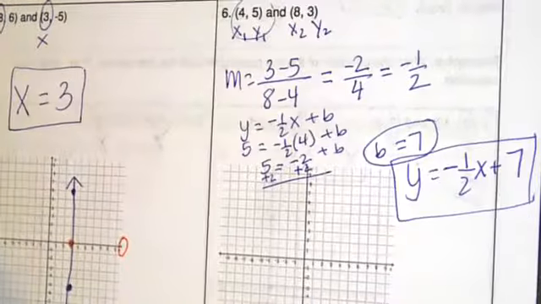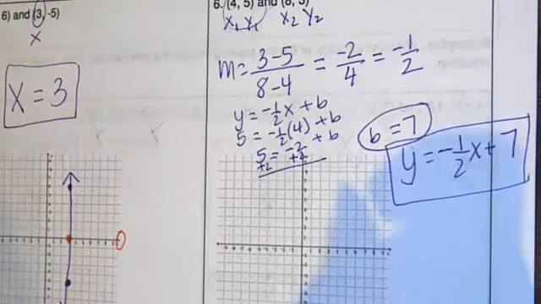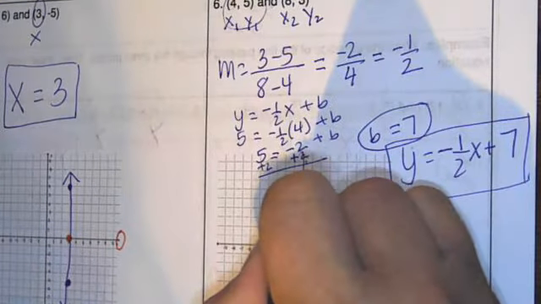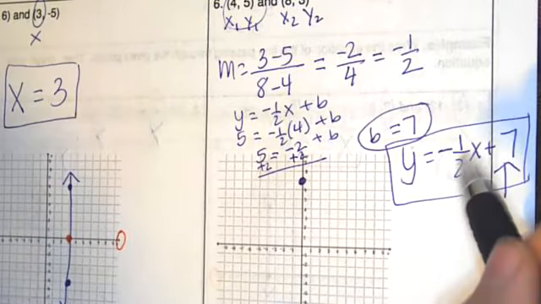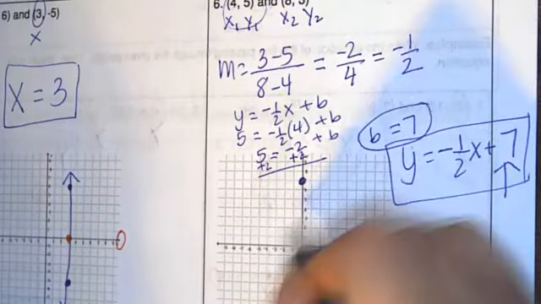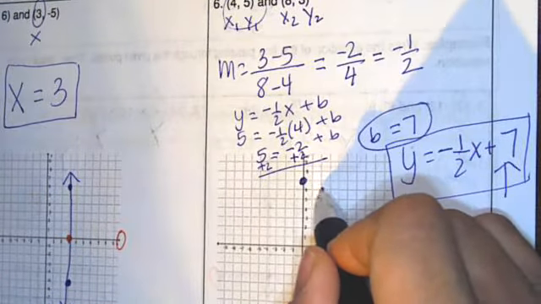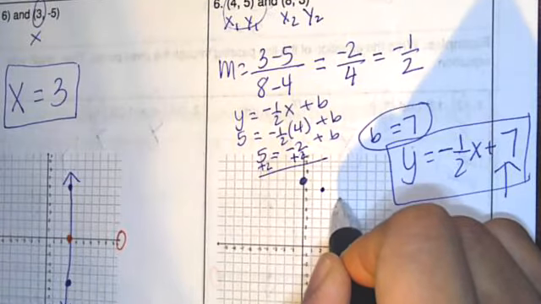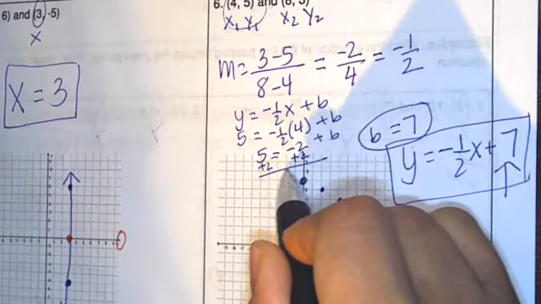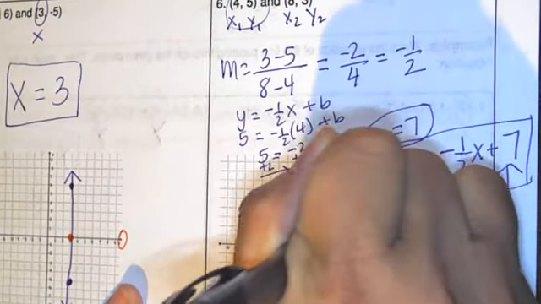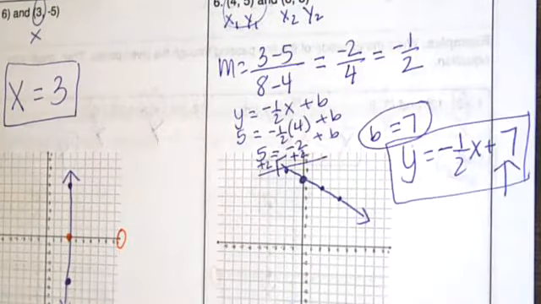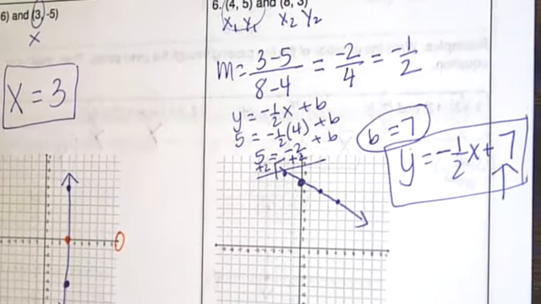So when I graph this, I start at 7 on my y-axis right here. And then you want to go either down 1, right 2, down 1, right 2, like that, or you could go up and left, up 1, left 2 if you wanted to instead. But either way, the line looks like this. Okay, so not vertical or horizontal on this one.